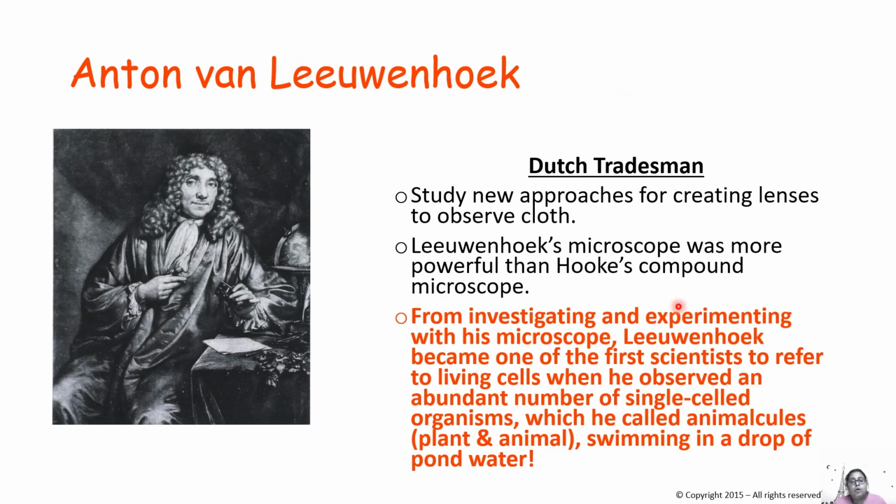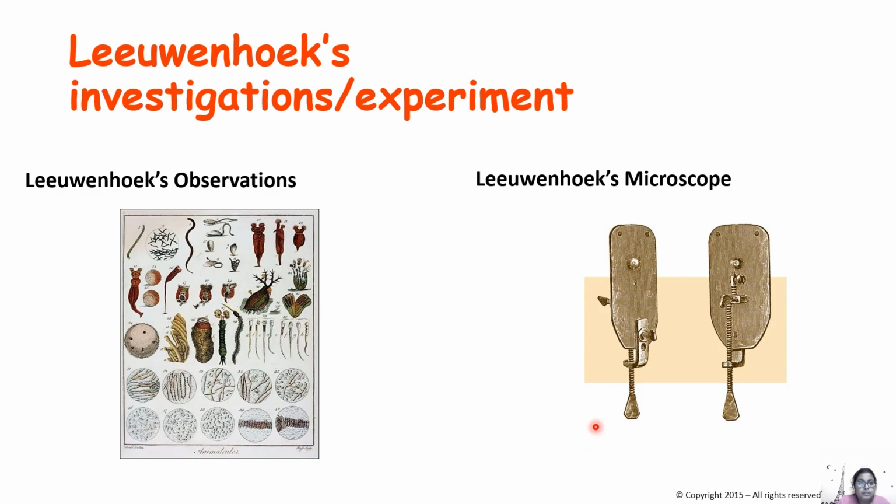Anton van Leeuwenhoek was a Dutch person. He studied new approaches for creating lenses to observe cloth, basically. And Leeuwenhoek's microscope was more powerful than Hooke's compound microscope. So, from investigating and experimenting with his microscope, Leeuwenhoek became one of the first scientists to refer to living cells, when he observed an abundant number of single-cell organisms, which he called animalcules, swimming in a drop of pond water. Okay, so these are Leeuwenhoek's observations and Leeuwenhoek's microscope.